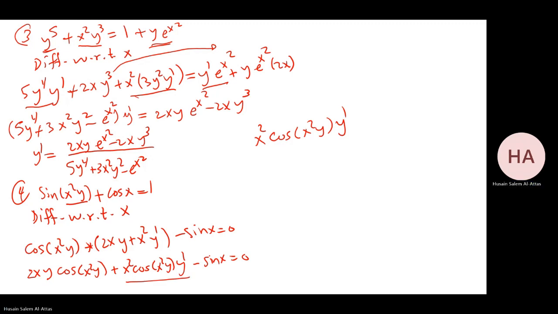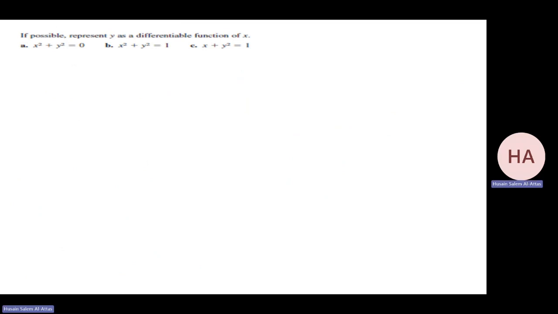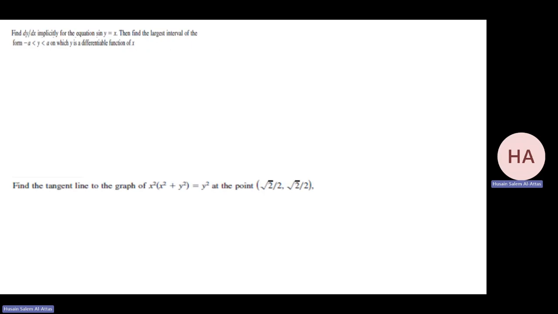Move the other ones to the other side. That will be sine x minus 2xy cosine x squared y. So y prime would be sine x minus 2xy cosine x squared y, all over x squared cosine x squared y. That's it. That would be the derivative. Yeah, this is the idea.